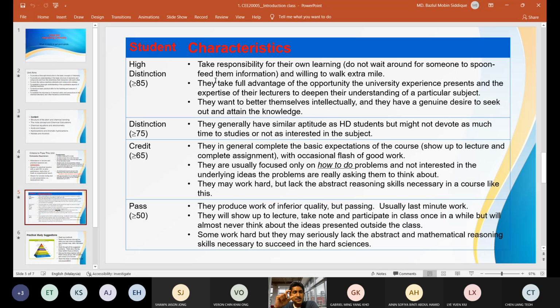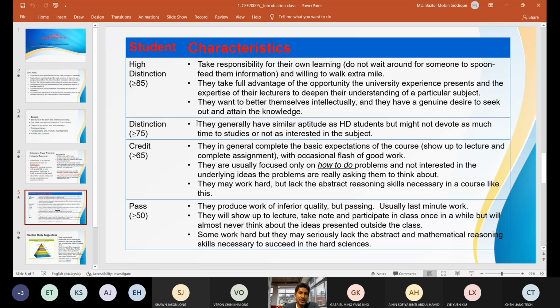There is not much difference between distinction and high distinction. Distinction students are good students, they do well, they learn, they study. But high distinction students are a bit more proactive. They go and seek the information. They are more active than the distinction students. That's it. It's quite heavy on your result sheet, but in the real world there is not much difference. The only difference is that distinction students are a little bit less proactive than high distinction.